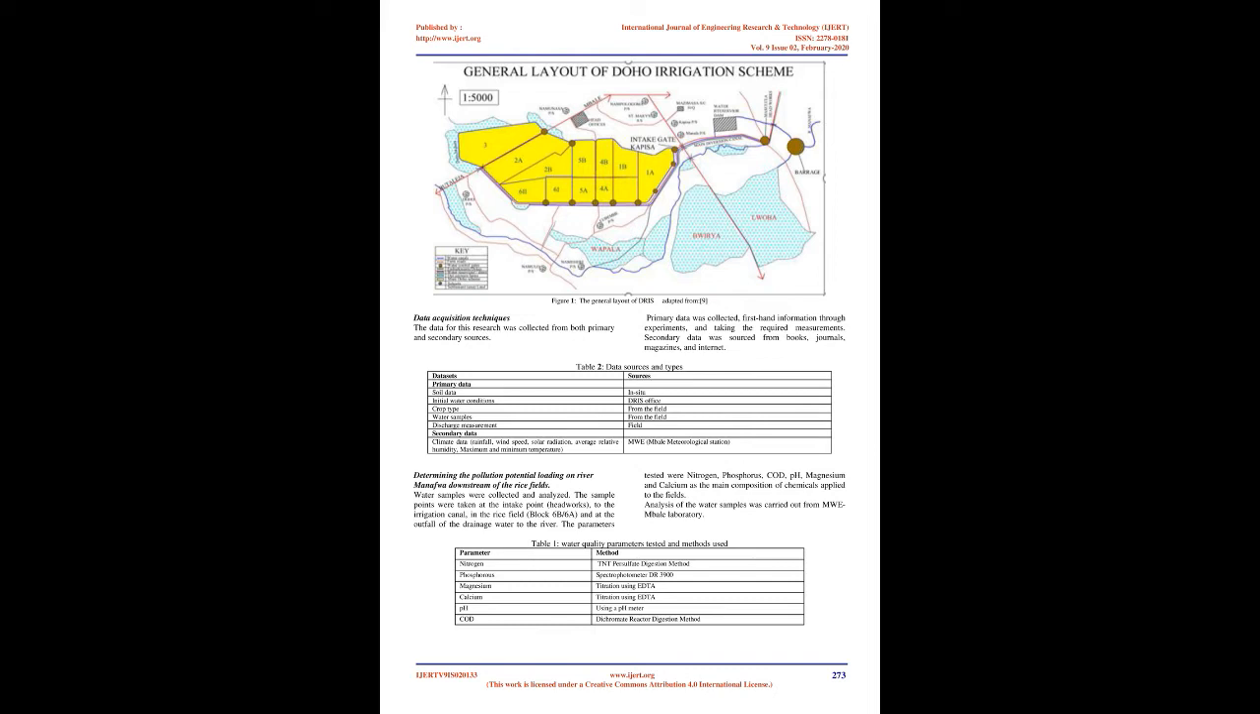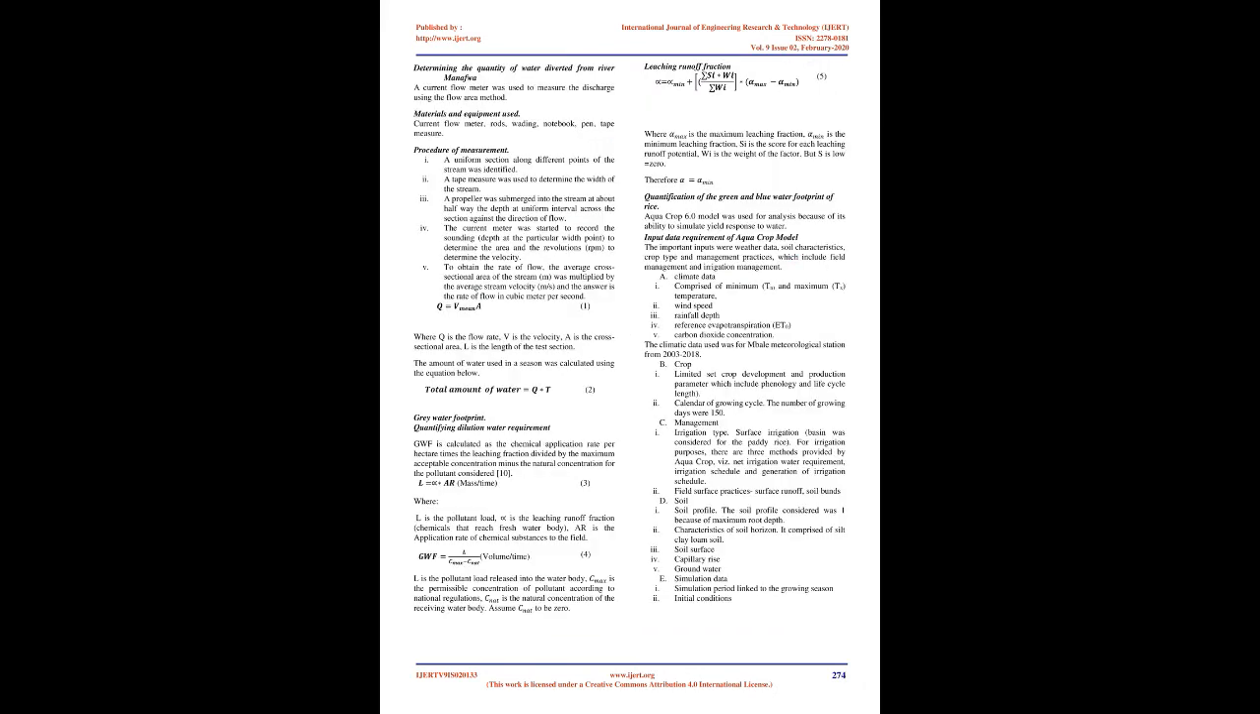A current flow meter was used to measure the discharge using the flow area method. Materials and equipment used: current flow meter, rods, weighting, notebook, pen, tape measure. Procedure of measurement: 1. A uniform section along different points of the stream was identified. 2. A tape measure was used to determine the width of the stream. 3. A propeller was submerged into the stream at about half the depth, at uniform intervals across the section, against the direction of flow.